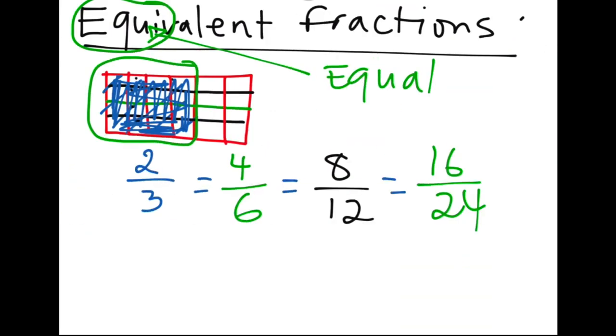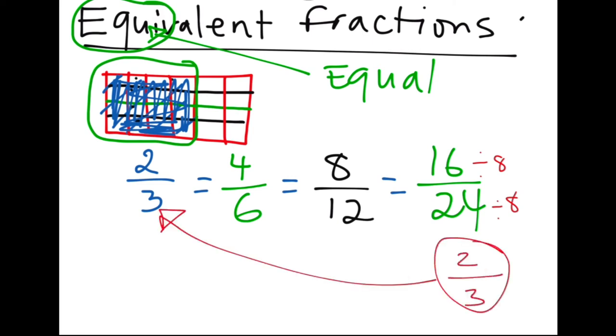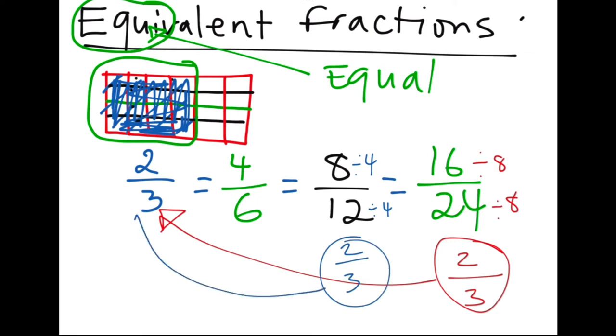Coming back to our original question here, what would happen if I simplified this fraction? What would happen if I divided this by 8 and I divided this one by 8? Let's see, 16 divided by 8 is 2, 24 divided by 8 is 3. See, it's the same as the original fraction that we started with. And if I simplify this fraction here, I divide it by 4, divided by 4, I end up with 2/3, which is still the same as our original fraction.